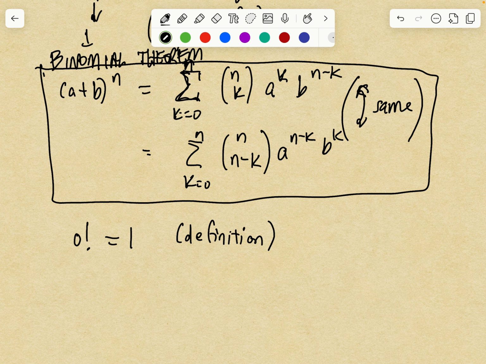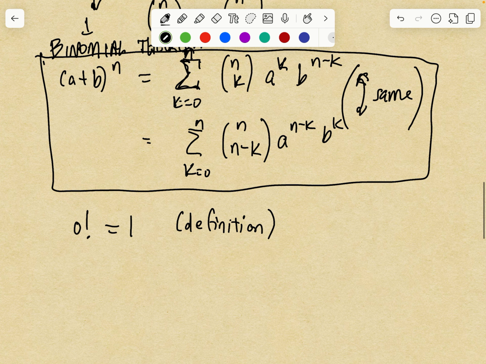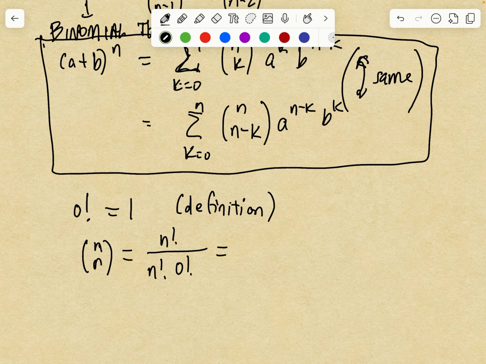And that makes sense because, first of all, that makes n choose n work, right? So n choose n, if you copy the formula, the definition, it's n factorial divided by n factorial times 0 factorial. And we know that n choose n should be 1 because there's one way to pick n things out of n. And if you define 0 factorial to be 1, then you get n factorial over n factorial times 1, which is 1. So 0 factorial equals 1 is a convenient definition.